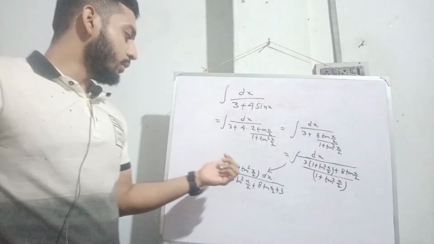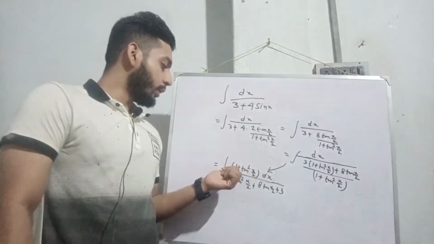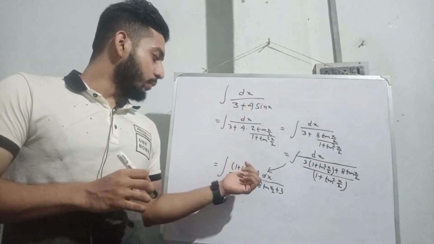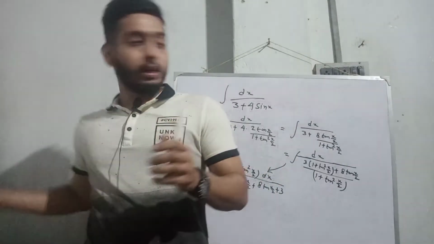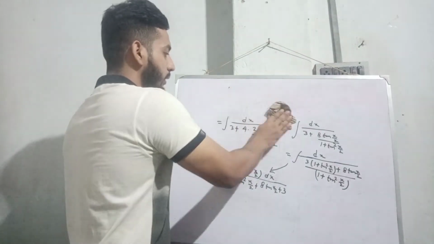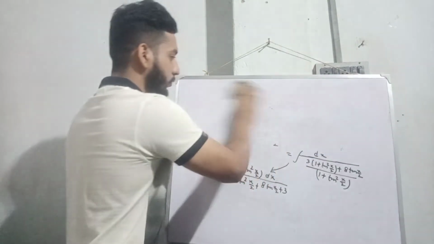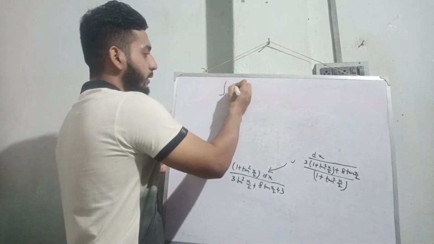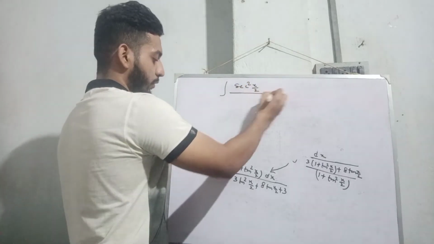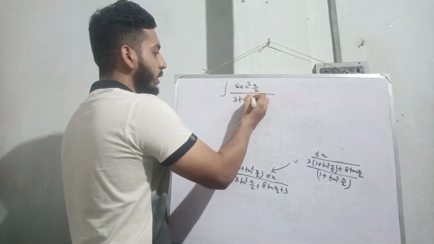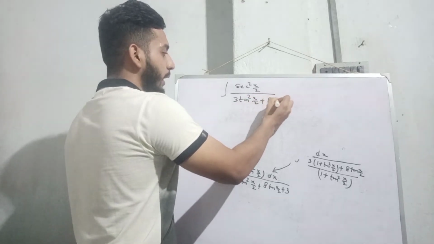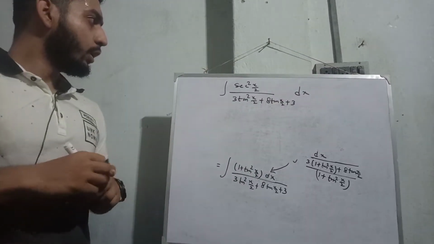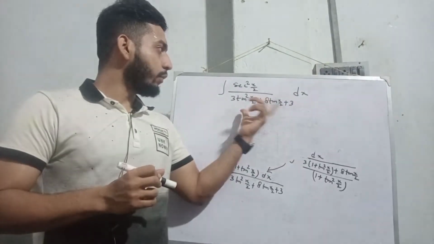Now what is 1 plus tan square x by 2? We all know that 1 plus tan square x by 2 is nothing but sec square x by 2. So 1 plus tan square x by 2 will become sec square x by 2, and it will look like integration of sec square x by 2 divided by 3 tan square x by 2 plus 8 tan x by 2 plus 3 dx. So now how to solve this type of integration?